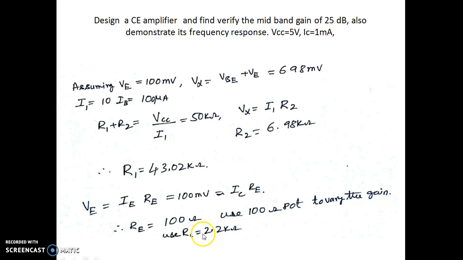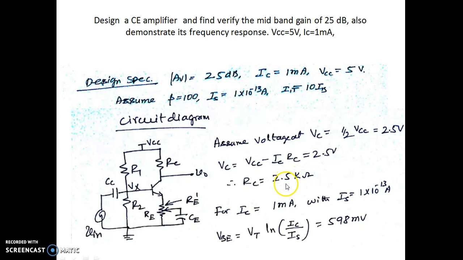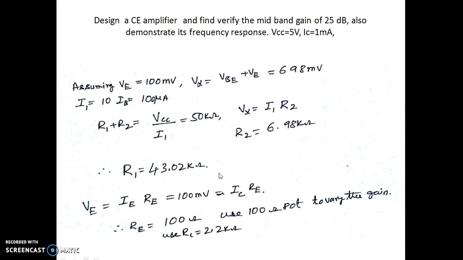Now we are using an RC of 2.2 kilo ohms, which is a standard value and is very close to the 2.5 kilo ohms designed for half of VCC as our collector voltage.